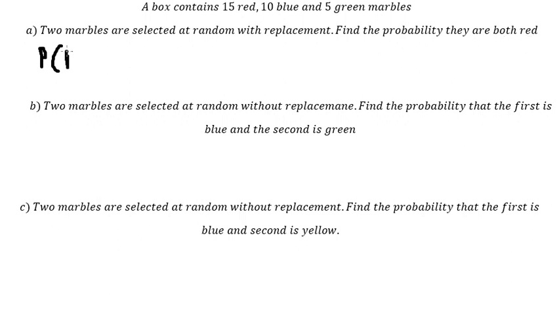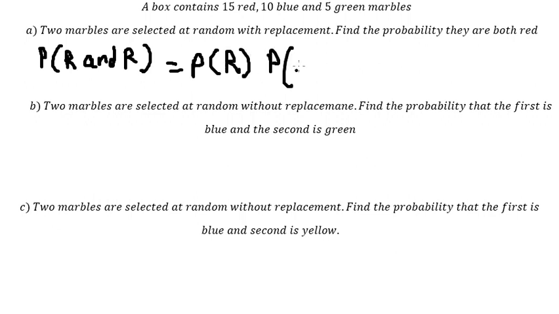So we put P(R) and P(R). That means we select the red marble equals P(R) multiplied by P(R). So the total of this one is about 30. 15 plus 10 plus 5, we have 30. So for red, we have 15 red out of 30.